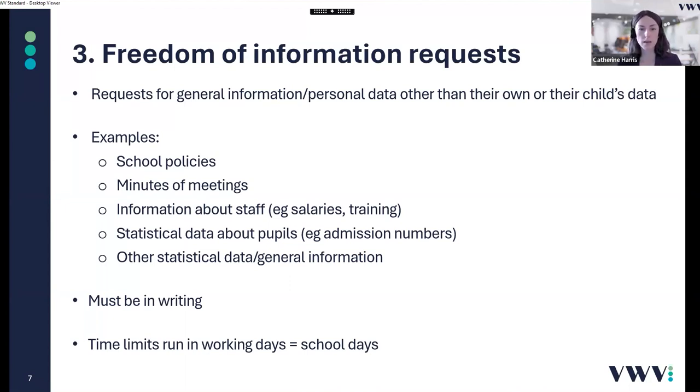FOIAs must be made in writing, and you should respond promptly and within 20 school days. We do have a specialist information law team that can assist with SARs and FOIAs if needed. And both SARs and FOIAs do have statutory deadlines to respond to, so all staff should be trained to recognise them and then pass them immediately to the person trained to deal with them. And normally that would be the data protection officer, and that's to make sure that there aren't any delays in dealing with these requests. Next slide, please.